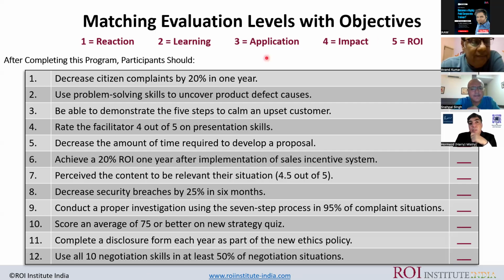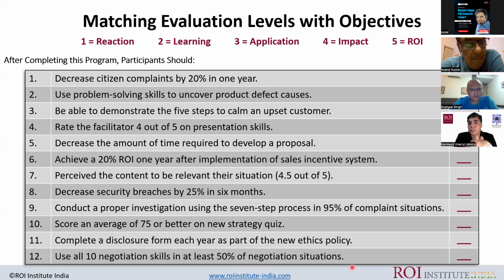So on your screen, you will see you have 12 objectives listed. Each of these objectives is written for a very specific level of evaluation. You have your 5 levels. Level 1 is your reaction. Level 2 is learning. Level 3 is application. Level 4 is impact. And level 5 is ROI.